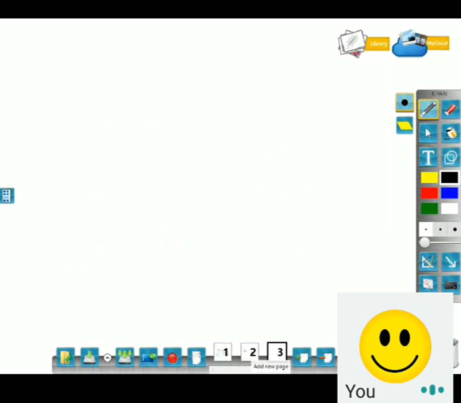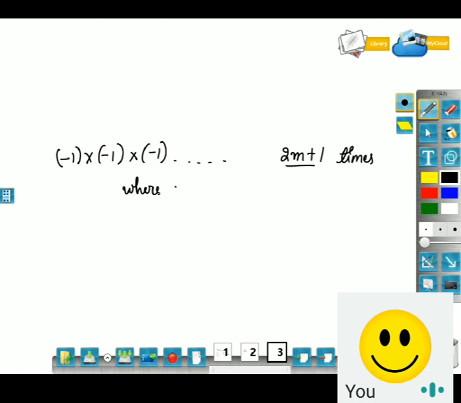Okay, thank you. And regarding the same question, we have another type of question. Suppose you are multiplying -1 into -1 into -1, how many times? 2m plus 1 times, where m is a natural number. Then what will be our answer?